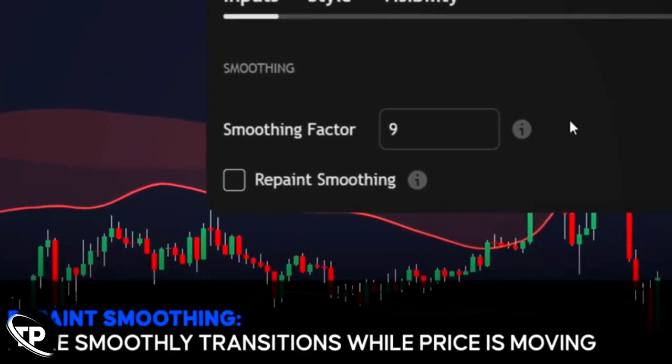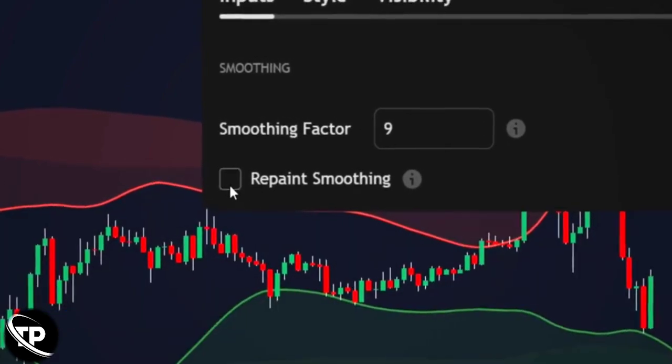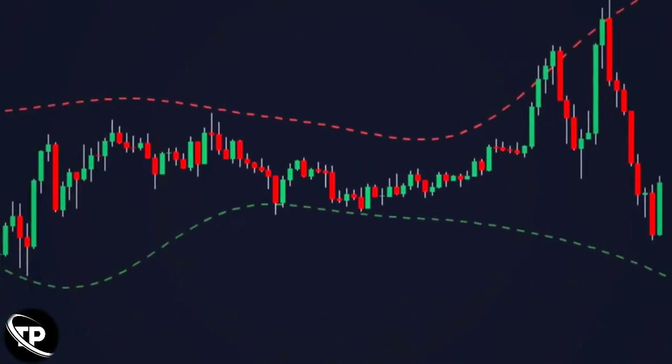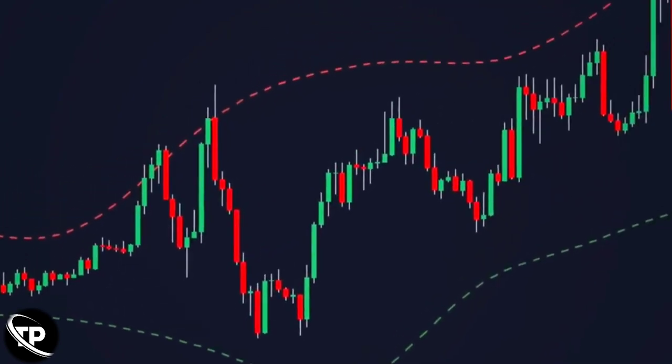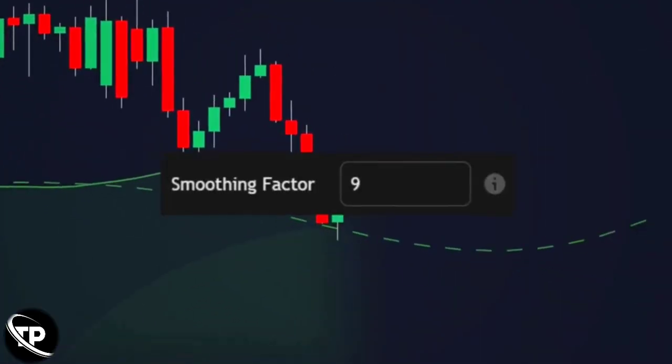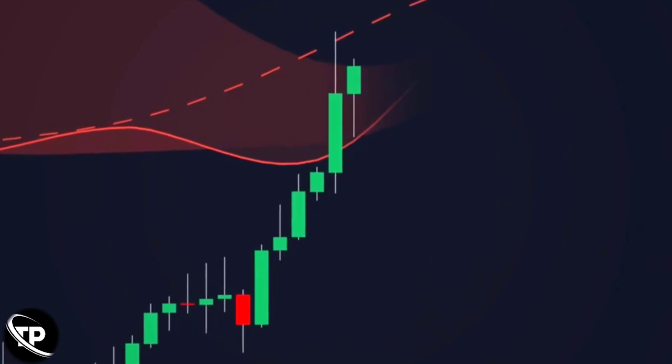There's also an option called repaint smoothing. It's turned off by default, but if you switch it on, the bands redraw themselves with each candle. It will help you see transitions more smoothly while price is moving. But even when you set the smoothing high, the Nadaraya bands still stay surprisingly close to price.